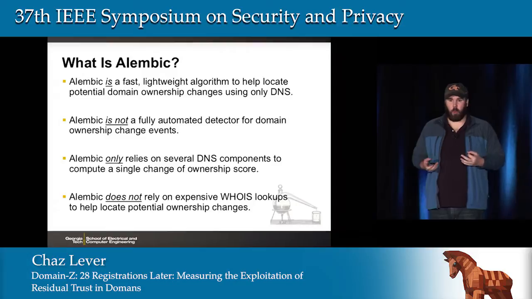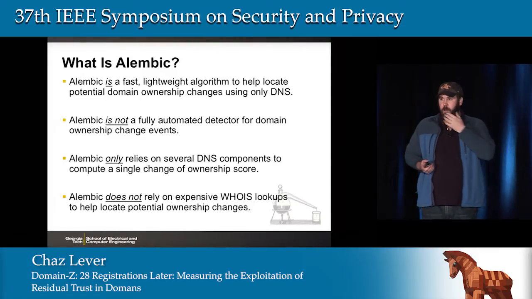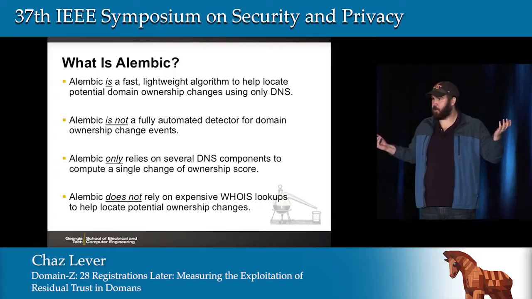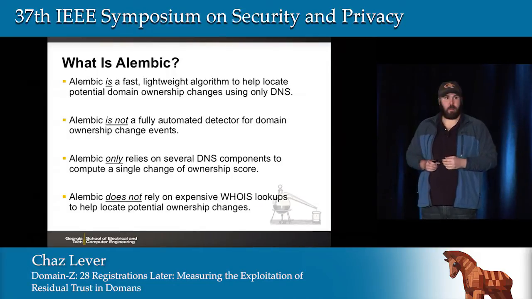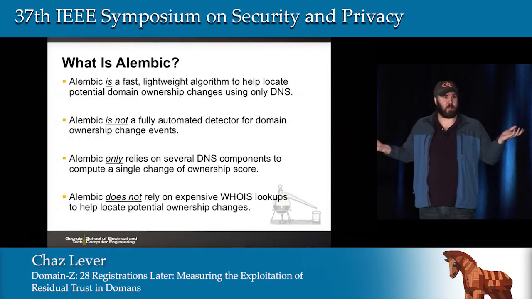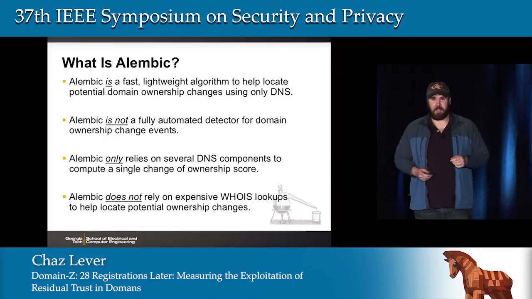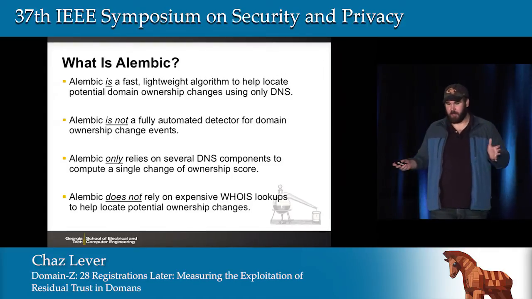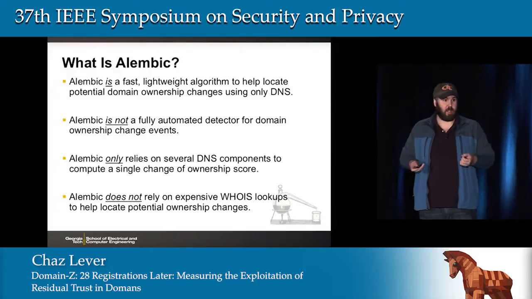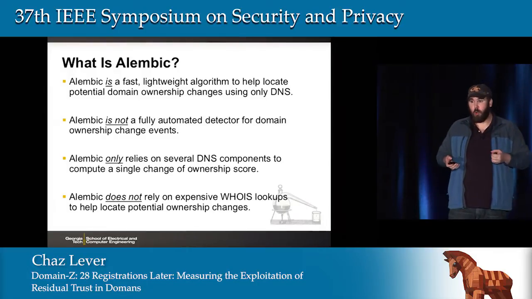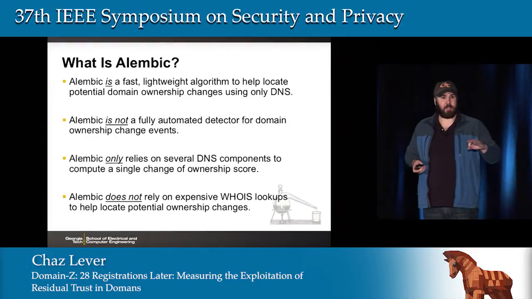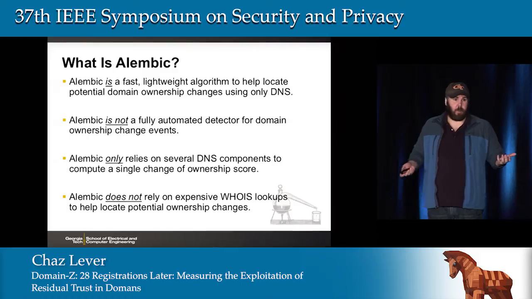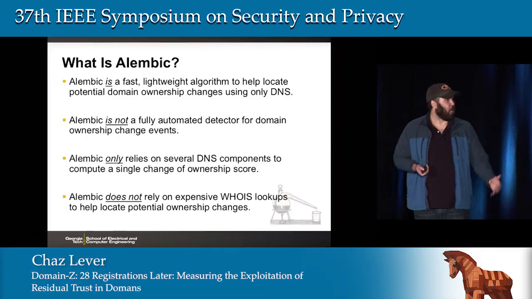So some of you might ask, well, why not whois? Who's used whois here? Who's tried to collect whois at scale? Who hates your life because you tried to collect whois at scale? Exactly, yeah. So whois is an awful thing to try to collect at scale. Different registrars have different policies about how many queries you can collect at any given time. Whois can lie, and it can lie in unexpected ways. And once you've collected it, it can be challenging to parse. So we avoid all that with Alembic.